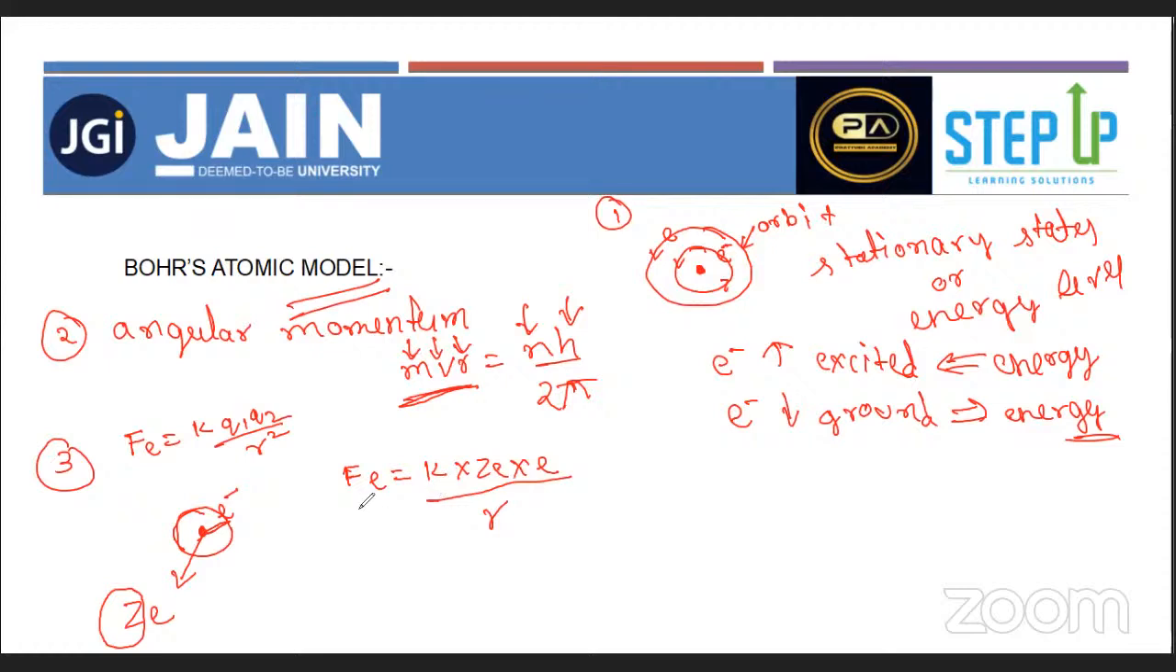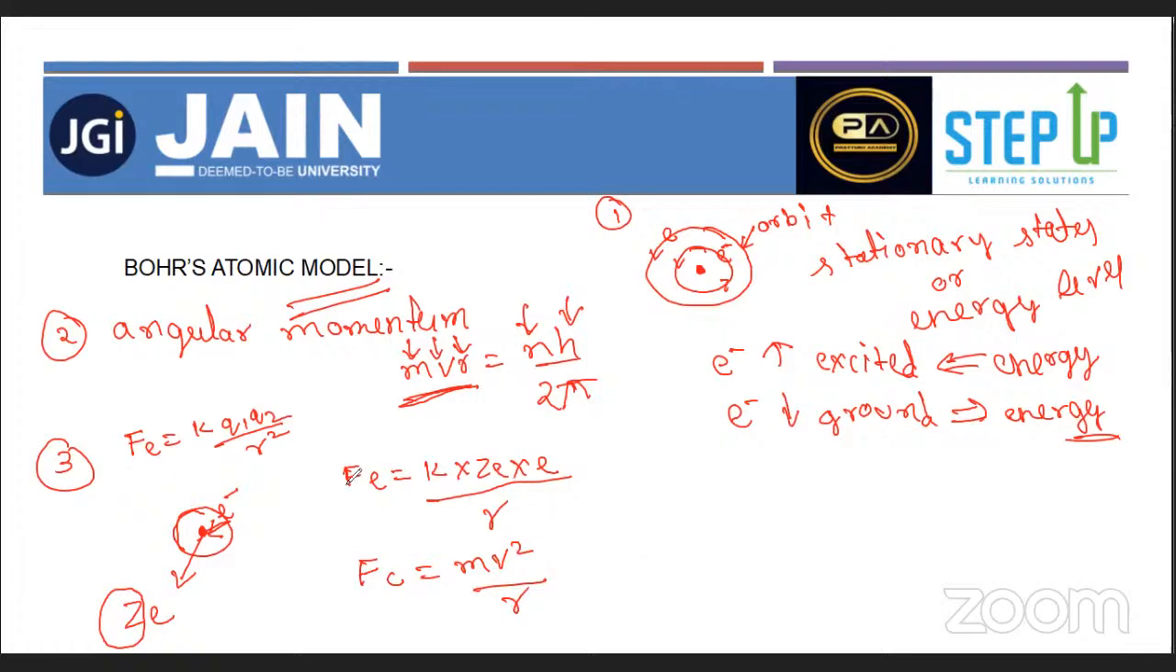Again, when somebody, something, or some particle is moving in a circular motion, it will have a centripetal force, which is towards the center. Centrifugal force is away from the center. Centripetal force is towards the center. That centripetal force is given as mv square by r.